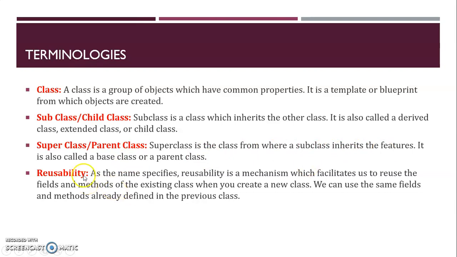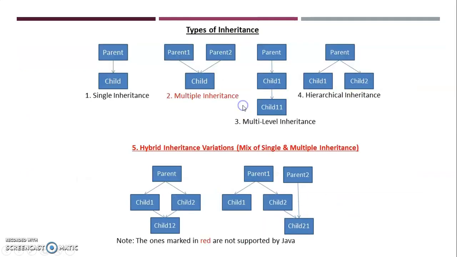And the fourth one is reusability. Reusability is a mechanism which facilitates us to reuse the fields and methods of the existing class. That means if you define methods and variables inside a particular class, and you define another class, and for that particular application you want certain methods that are defined in the first class, through inheritance, those methods can be accessed by that particular application. So inheritance is actually providing reusability.